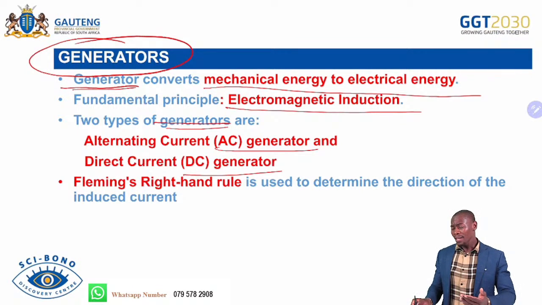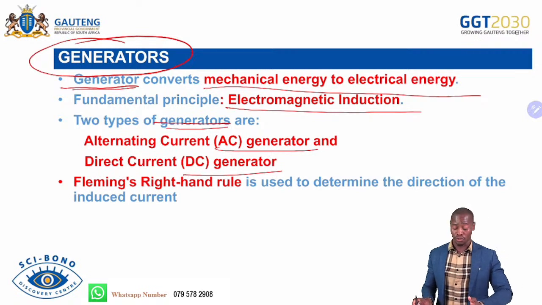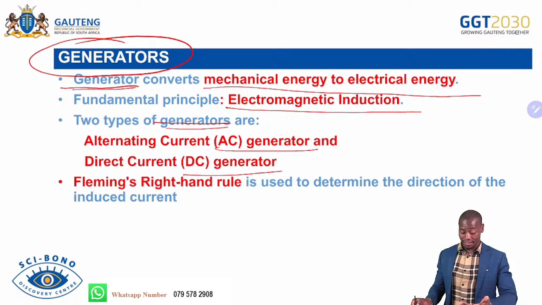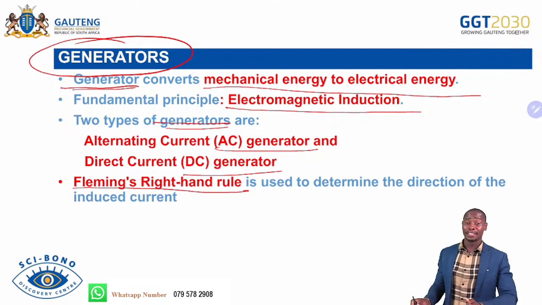Whether the generator is AC or DC, it converts mechanical energy to electrical energy. Whether it is AC or DC, the energy conversion is from mechanical energy to electrical energy. Then to find the direction of the induced current, we use Fleming's right hand rule. I will show you how to do that. But to find the direction of the induced current when it comes to generators, we use which rule?